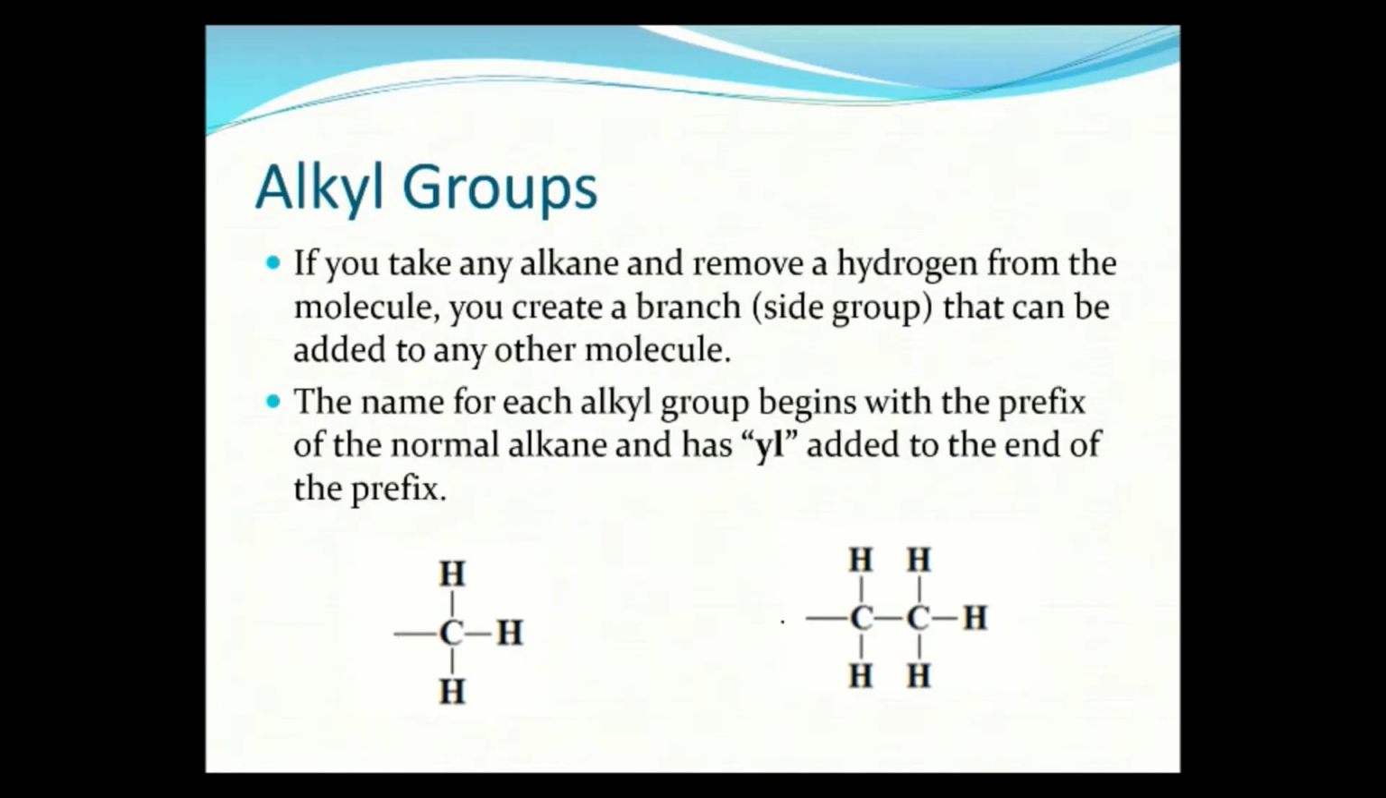So when it becomes a branch, it still has that normal beginning name, right? So this has 1 carbon, and 1 carbon means meth. But since it's a branch, we add an yl onto it, right? This is 2 carbons. 2 carbons is eth, and then we add an yl onto it.